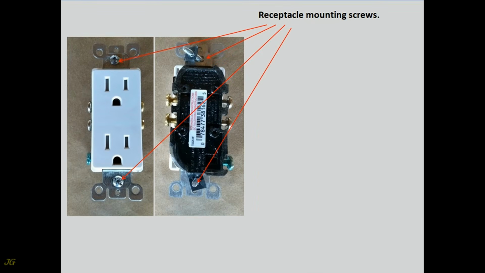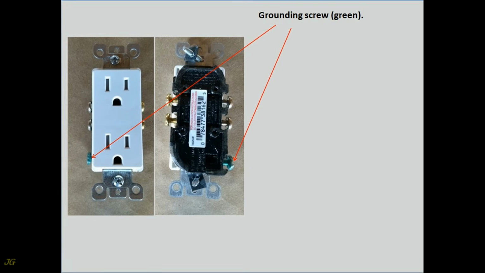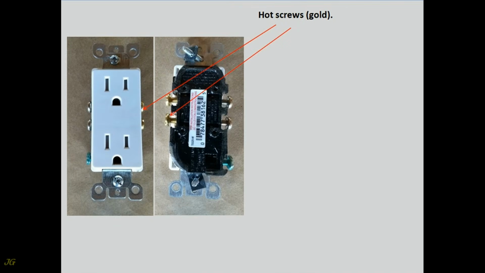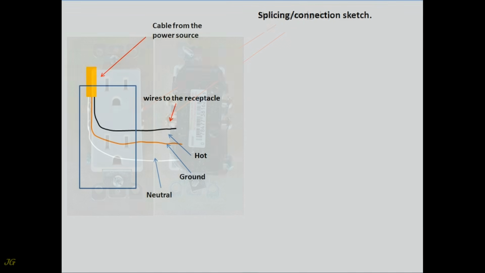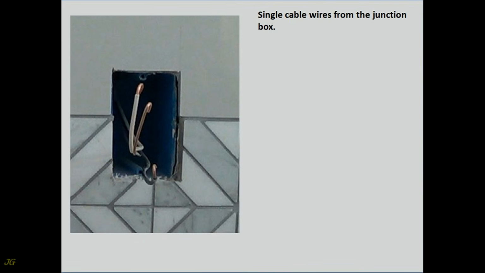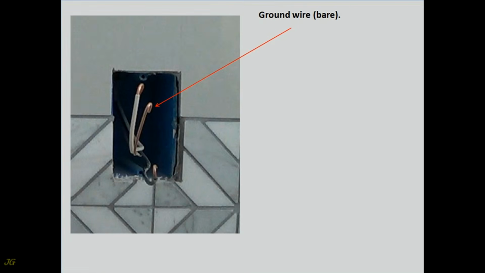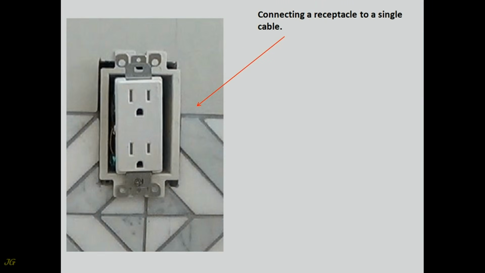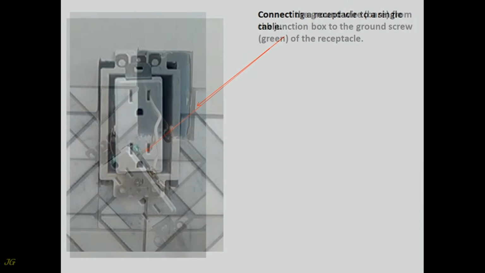Receptacle mounting screws. Grounding screw, green. Neutral screws, silver. Hot screws, gold. Splicing, connection sketch. Single cable wires from the junction box. Ground wire, bare. Neutral wire, white. Hot wire, black. Connecting a receptacle to a single cable.